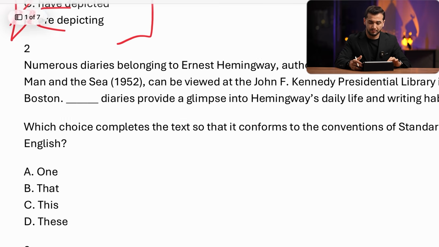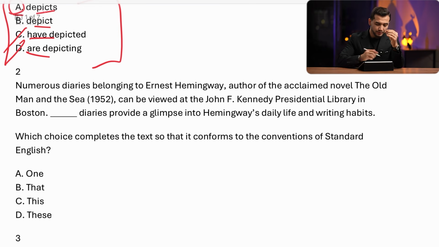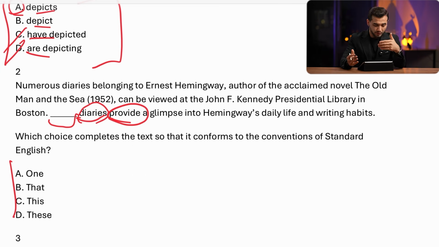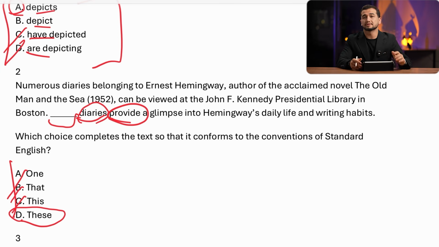Second question, for example. Here we have a question of pronouns. You see, we have one, that, these, seeds. I just look at the sentence and find the subject and verb. We have provide here and diaries as subject. So our pronoun should agree with the subject, which is diaries. Diaries is plural, so I have to choose a plural pronoun. So here it's gonna be a lot easier. The only plural pronoun here is gonna be D. So A, B, C are out because they're all singular.